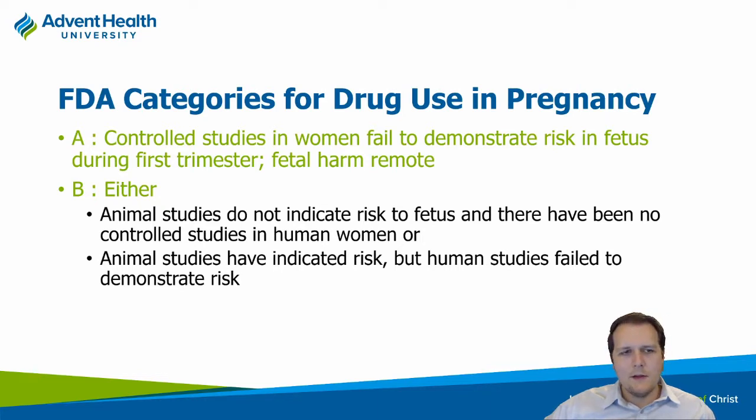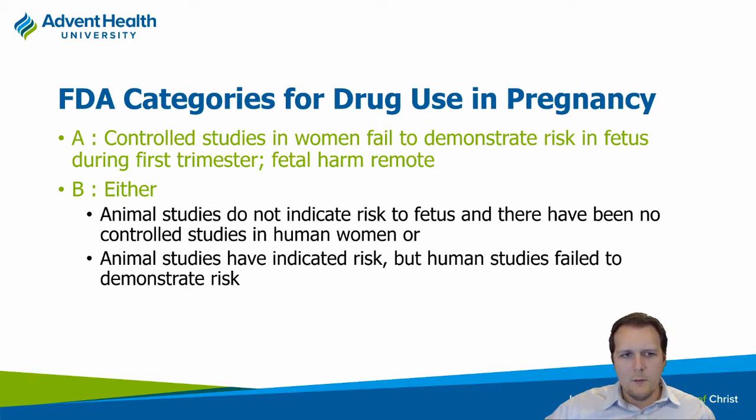A is basically going to be any medication that either has well-controlled studies in pregnant females, or we don't have any evidence to show there's any harm done to the fetus, meaning really remote fetal harm. This is really, really safe to give to pregnant patients. These are things like vitamins such as folic acid, and pretty natural things like fat-soluble vitamins A, D, E, and K. Not many things get considered category A, mainly because it's really hard to do controlled studies in pregnant females. That is a protected group, and it is not ethical to do so.